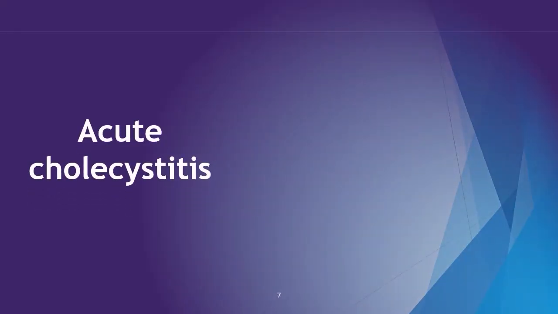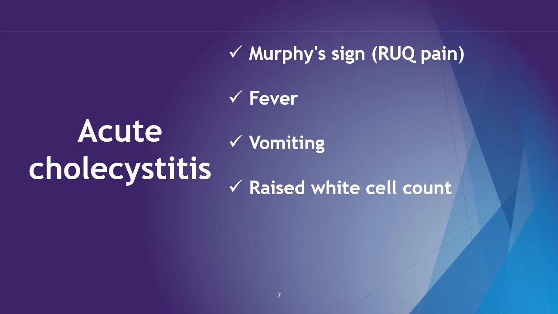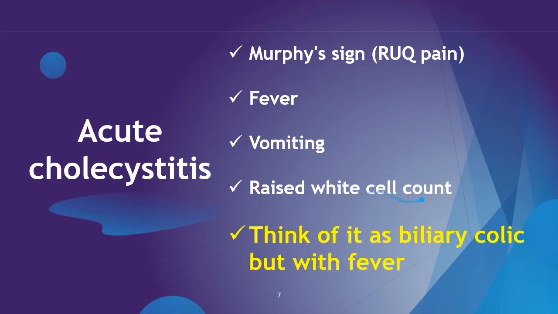Acute cholecystitis is another very common condition we can find. It is the inflammation of the gallbladder, mainly due to impaction of gallstones in the cystic duct, obstructing the bile. In physical examination, you can elicit Murphy's sign, where you ask the patient to hold breath in inspiration and you palpate the abdomen, and when the gallbladder hits your hand, it creates a deep pain for the patient. And since it is an inflammatory process, usually present with fever and vomiting, and WBC counts are normally raised. So you can think of this as biliary colic but with fever.